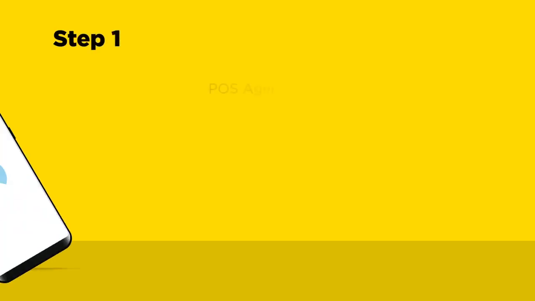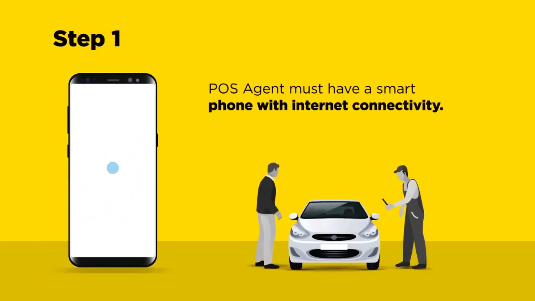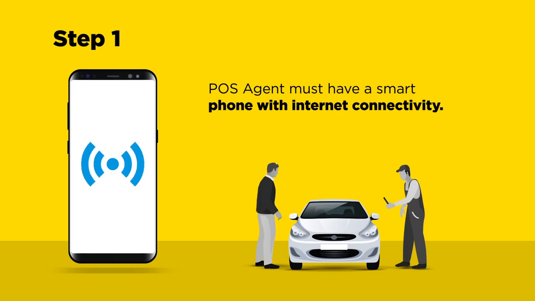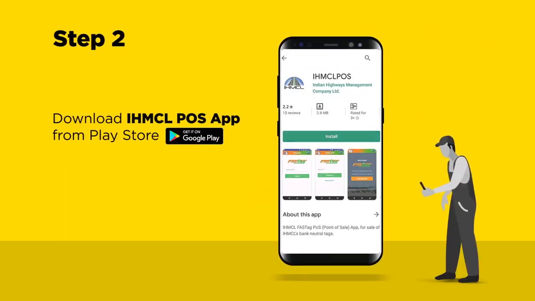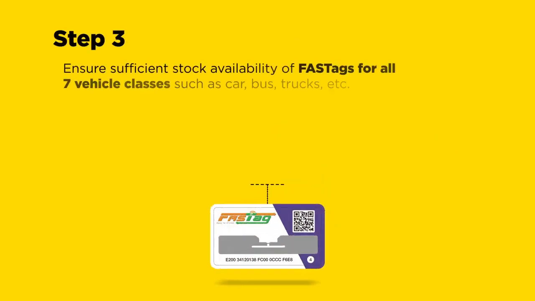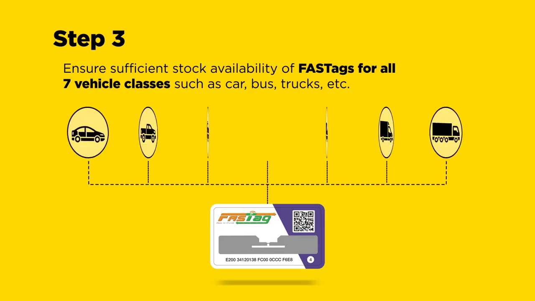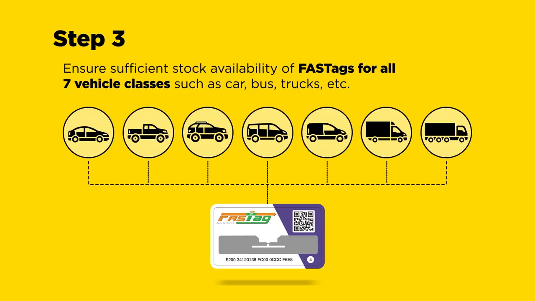Step 1. POS agent must have a smartphone with internet connectivity. Step 2. Download IHMCL POS app from the Play Store. Step 3. Ensure sufficient stock availability of FASTags for all 7 vehicle classes such as car, bus, trucks, etc.